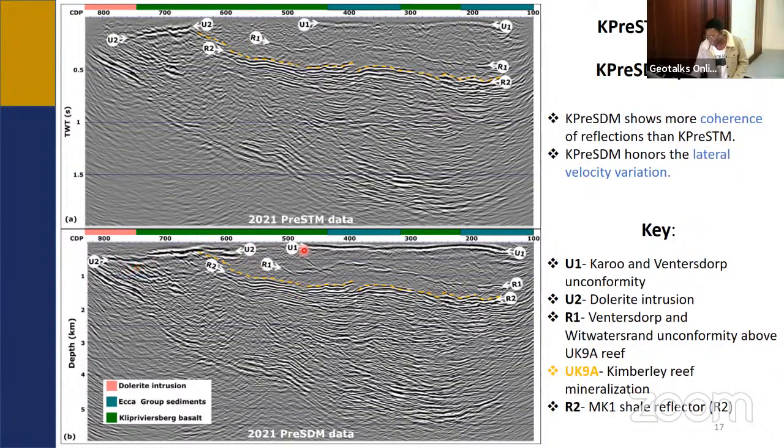Now we can clearly see that there's much more coherency in this reflection, which is the contact between the Karoo and the Fenderstop, on a pre-stack depth migrated section as compared to the time migrated section.